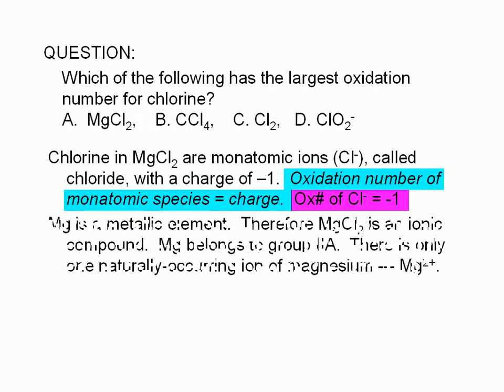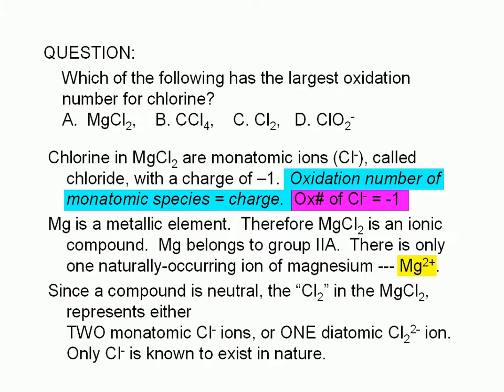If you don't remember how to figure out that chlorine in MgCl2 are monatomic ions, here's a quick review. Mg is a metallic element. Any compound containing a metallic element is ionic. Therefore, MgCl2 is an ionic compound. Referring to a periodic table, we find that Mg belongs to group 2A. Ions from these elements are always found to have a charge of +2 in naturally occurring substances. In other words, there is only one naturally occurring ion of magnesium, a monatomic ion with a charge of +2.